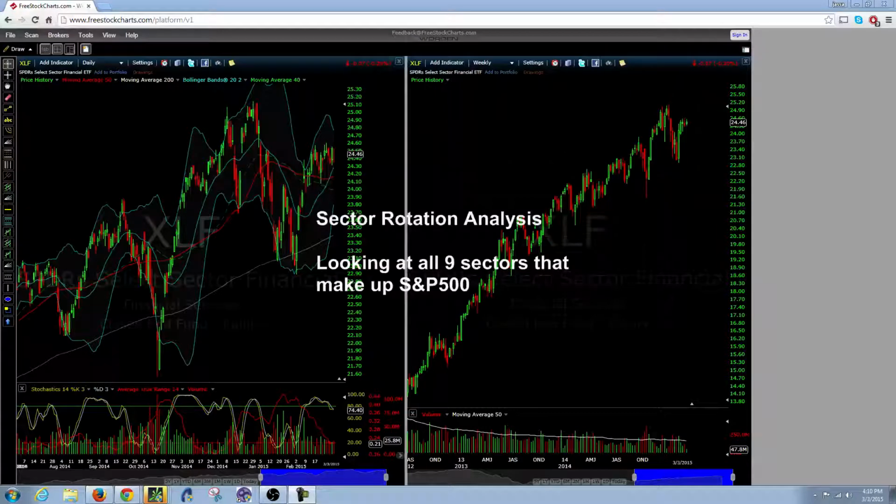Financials, you have energy, consumer staples, materials, utilities, healthcare. So all that falls into the S&P, right? That's how the stocks are divided up. If you were to rip everything apart, you would get all those stocks divided into 9 sectors.